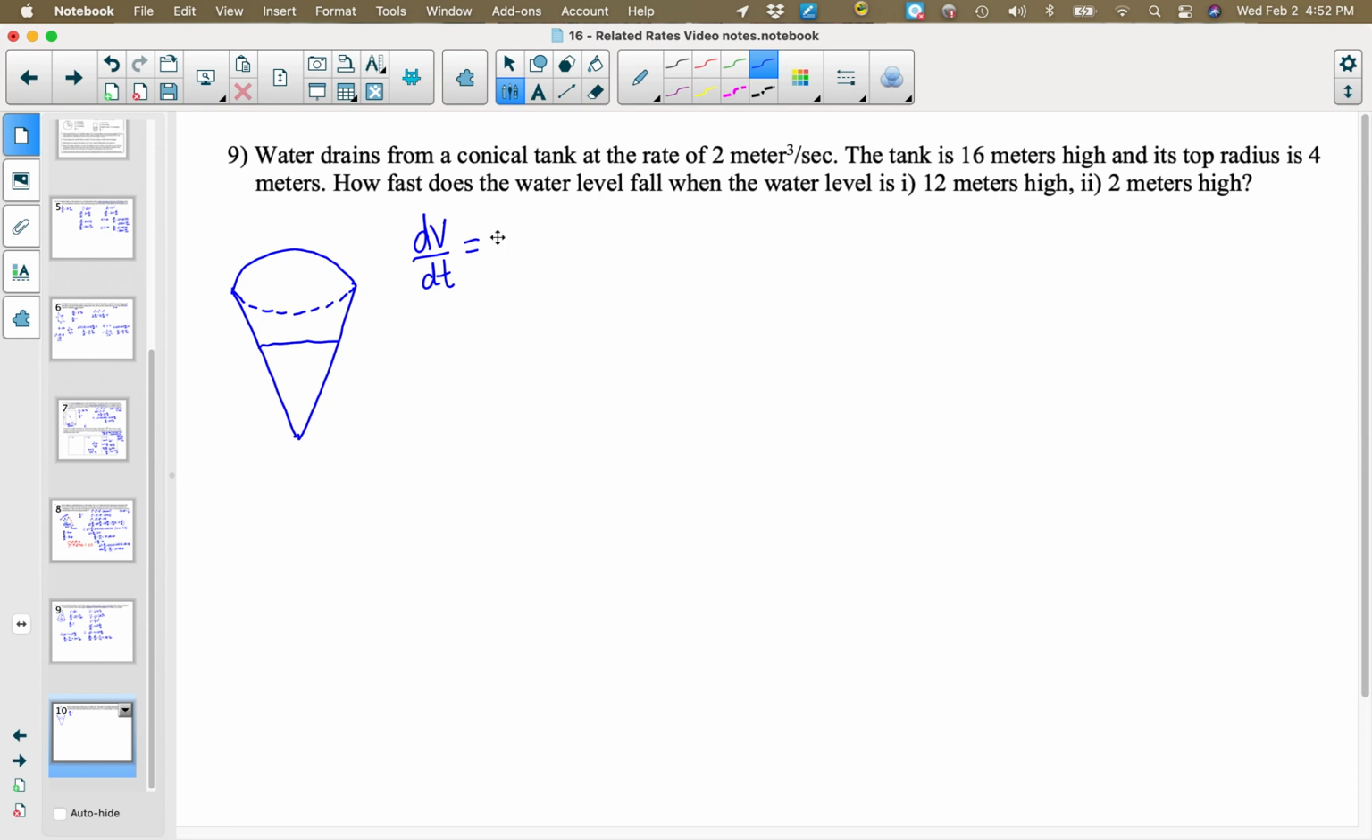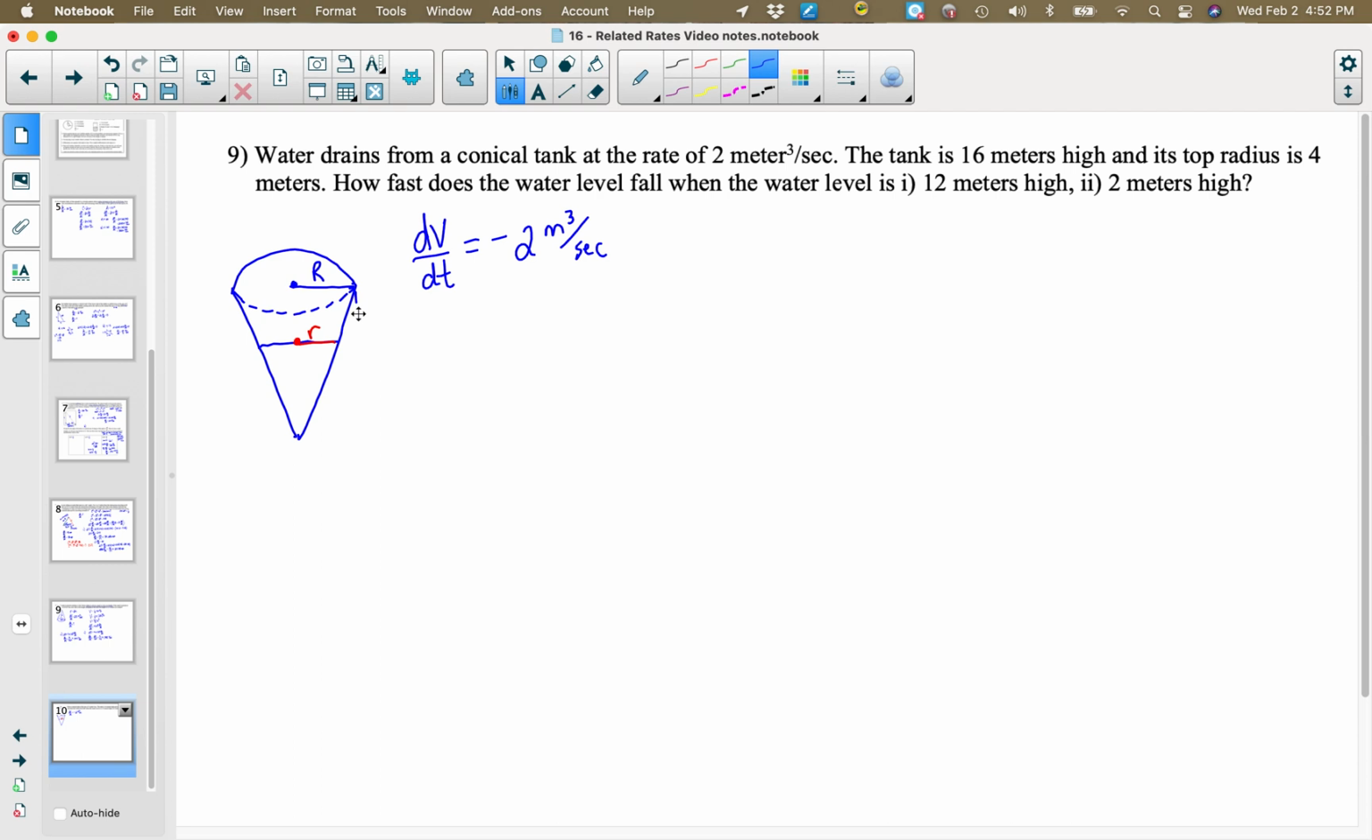So we have dV/dt is negative 2 meters cubed per second. So we've got a radius. Now, we have the radius of the tank, but we also have the radius of the water level. So I'm going to call this radius a little r, and I'm going to call this radius a capital R, just to show the difference between those.